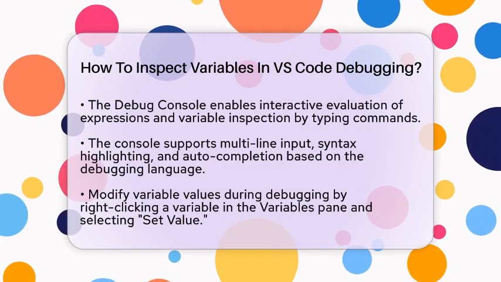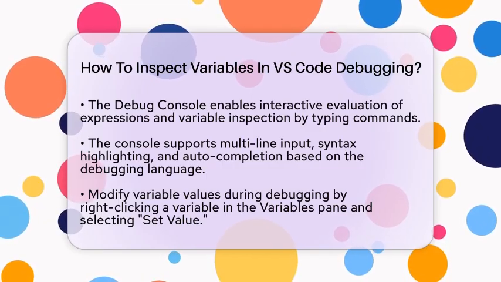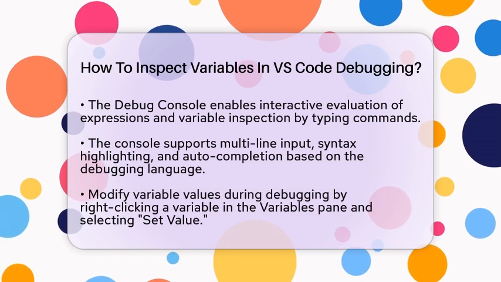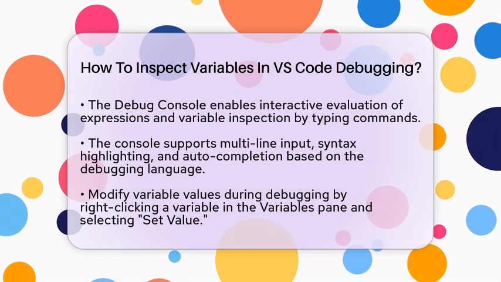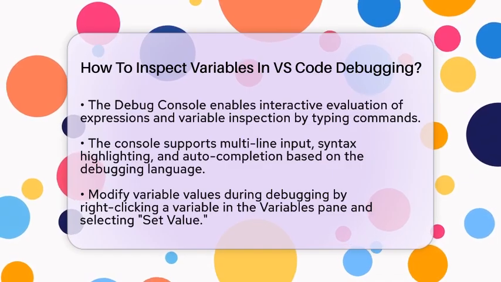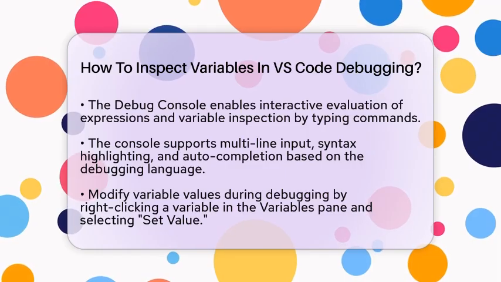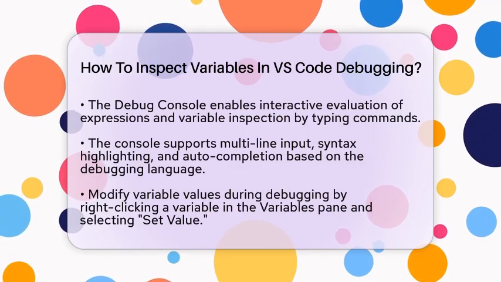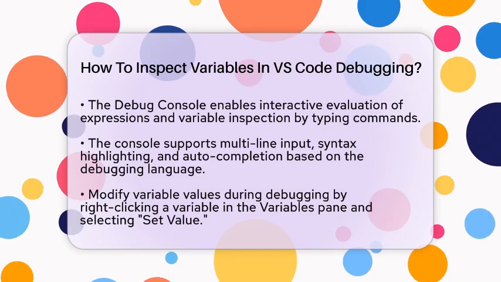You can also modify variable values during a debugging session. This allows you to test different scenarios easily. Right-click a variable in the Variables pane and select Set Value, or use the appropriate shortcut to edit it inline. This lets you experiment with how your program behaves with different data without restarting the session.